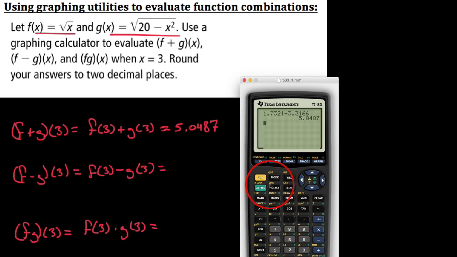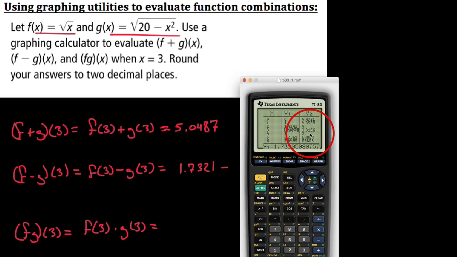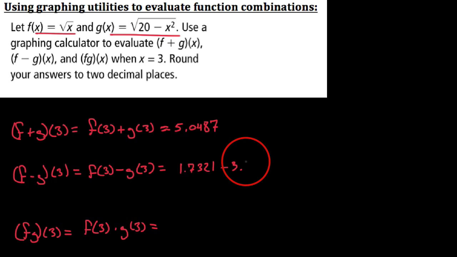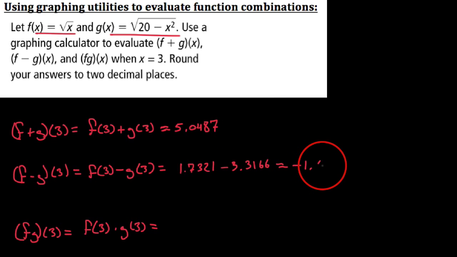Likewise, down here with f of 3 minus g of 3, we could just turn this situation around and say, look, in our table here, we know f of 3 is this 1.7321. So I'm going to write that down, 1.7321-ish, minus now what we get is about 3.3166. And so we get approximately, when we subtract these, I'll hit quit. Let's go back up here and change this to a subtraction. We get about negative 1.5845.